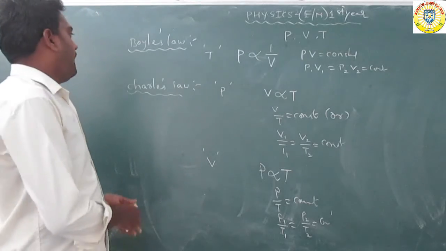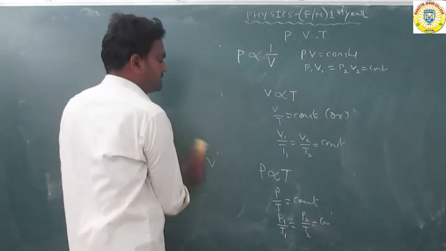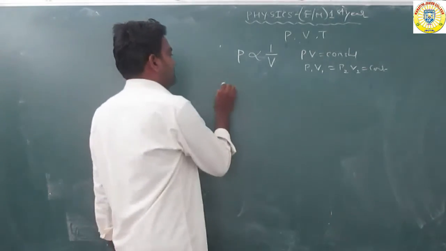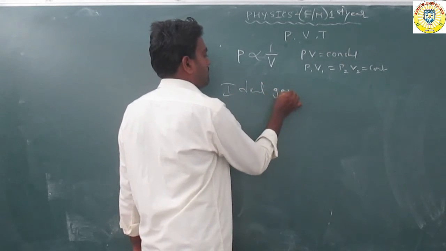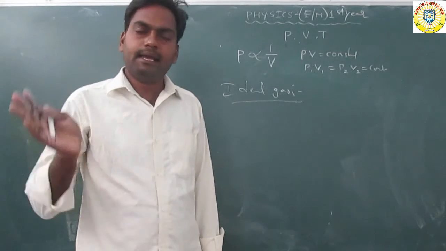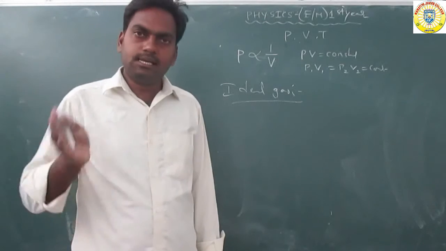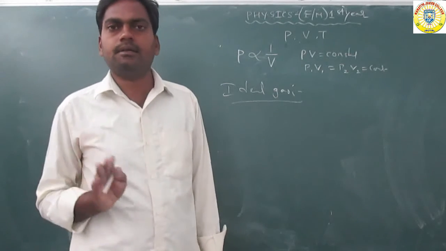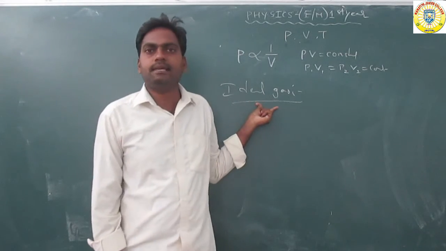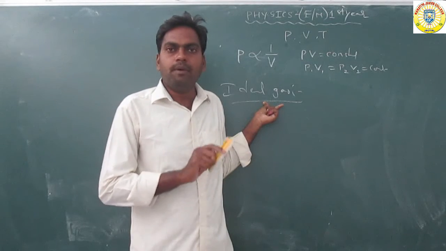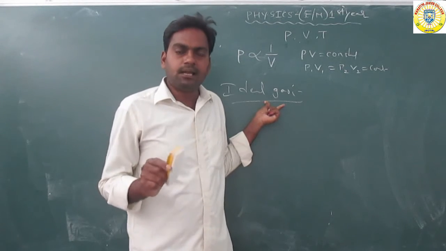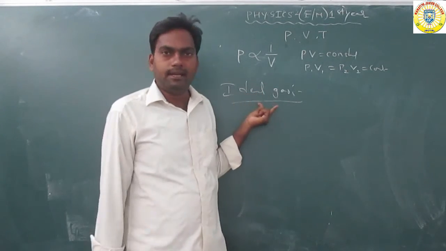So what is an ideal gas? Ideal gas means a gas that obeys all the gas laws. That means Boyle's law is obeyed and Charles' law is obeyed at all temperatures and all pressures. So a gas that obeys all the gas laws at all temperatures and all pressures is called an ideal gas.